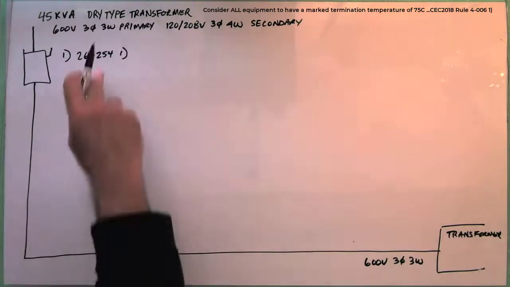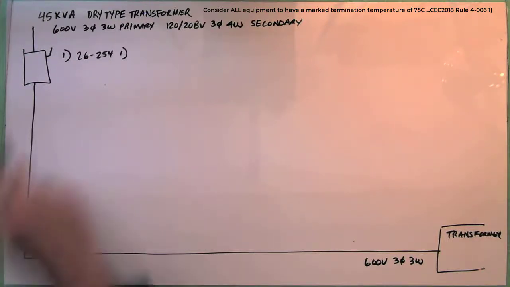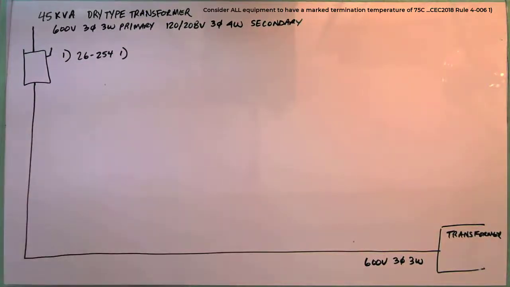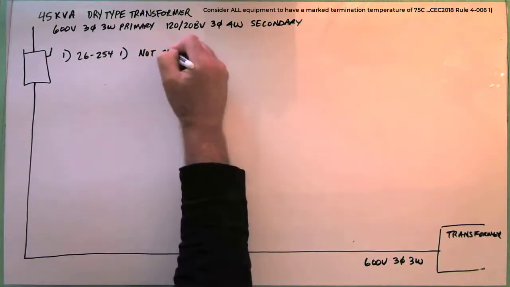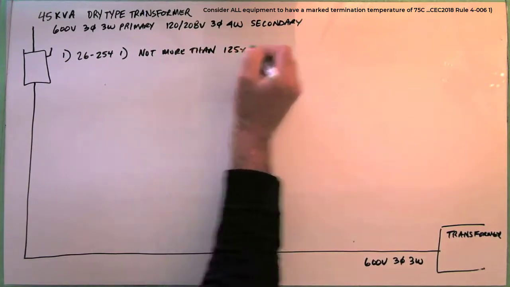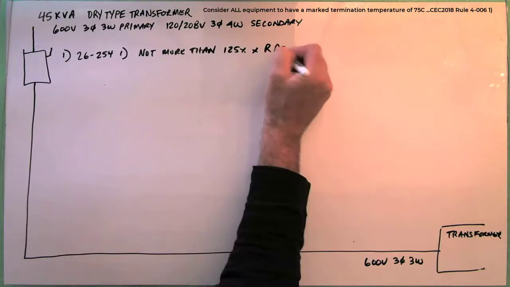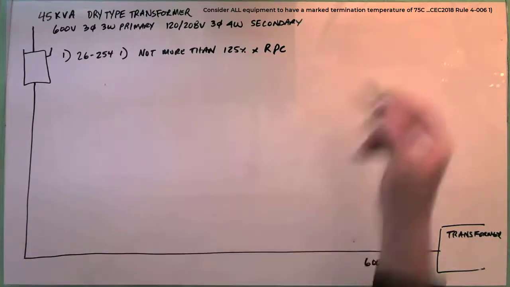So when I go to this rule 26-254 sub 1, it talks about rated primary current. It talks about the fuse: not more than 125% times the rated primary current. Rated primary current, you're going to see that all over the place. We're going to do transformers, we're going to do welders, we're going to do capacitors. They're going to talk about rated current. You know what that is?